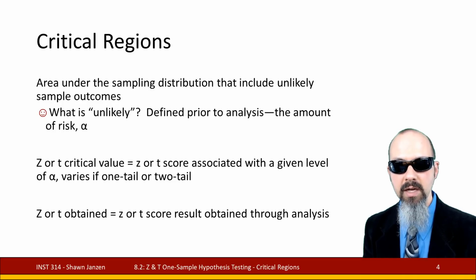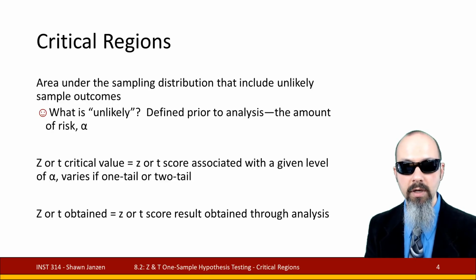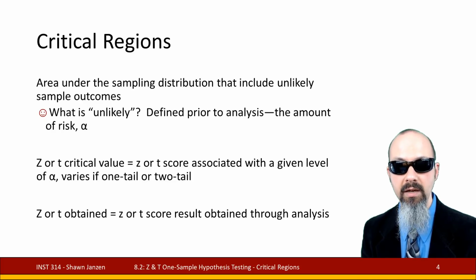Now, we're not going to talk specifically about p-values, so we're going to flip gears to critical values. Critical values for Z's and T's are the Z or T score that's associated with a given level of alpha. And this Z or T score critical value is going to differ depending on if we have a one-tail or a two-tail test. We're going to be comparing it against the Z or T obtained. This is the Z or T score we get from doing our hypothesis test.